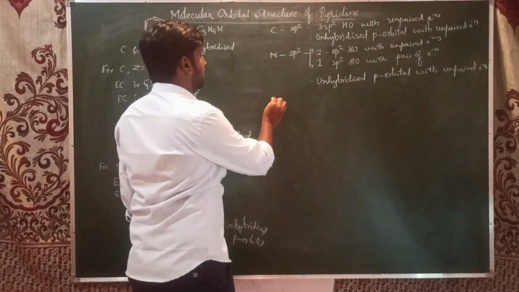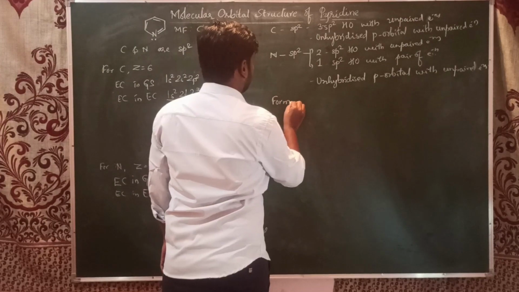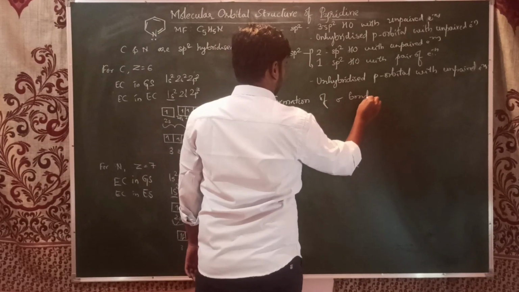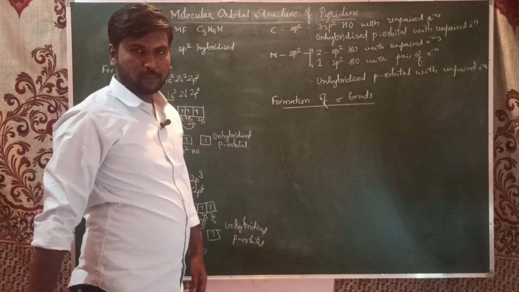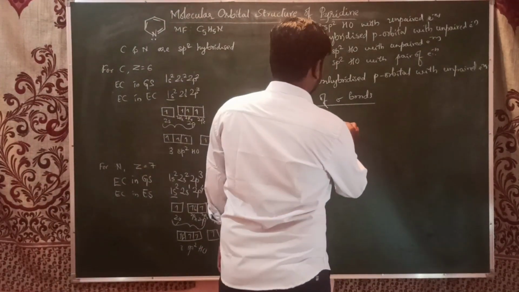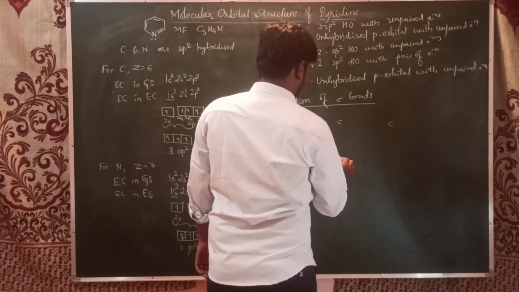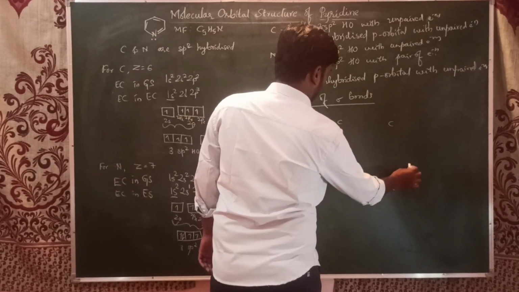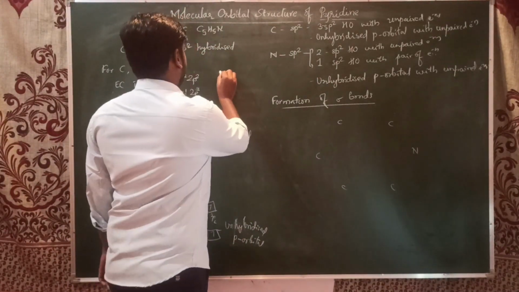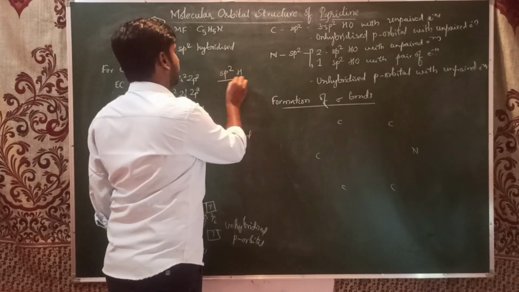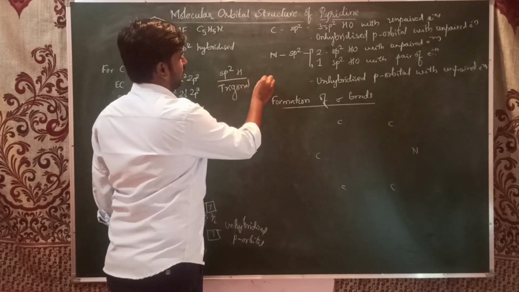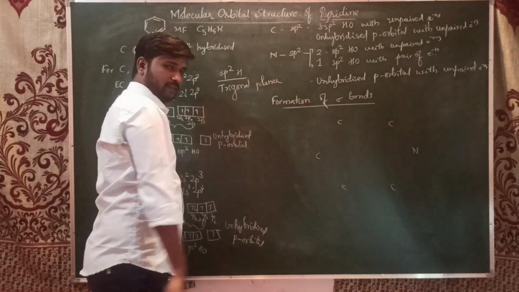Now we'll see the molecular orbital structure for the formation of sigma bonds. There are 5 carbon atoms and 1 nitrogen atom. I'm going to write them here: carbon, carbon, carbon, carbon, carbon, and nitrogen. Each of them is sp2 hybridized. As you already know, sp2 hybridization means the geometry will be trigonal planar with a bond angle of 120 degrees.